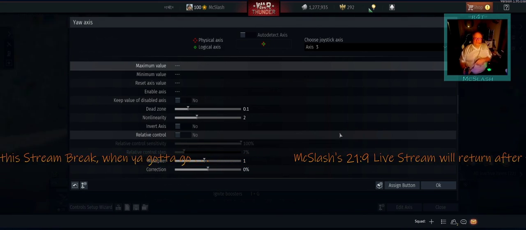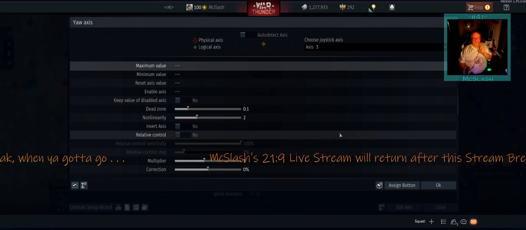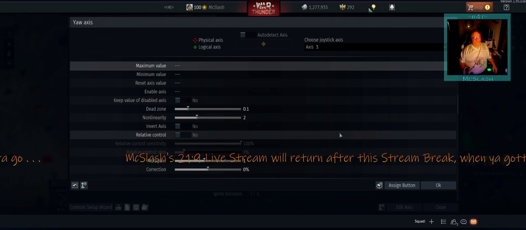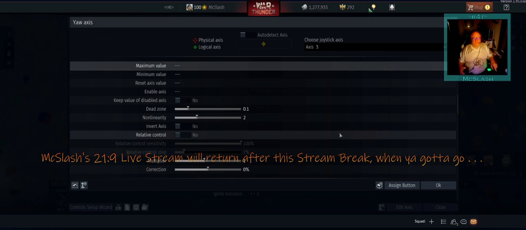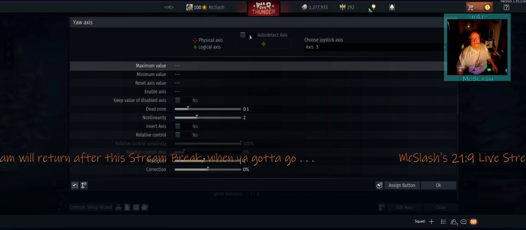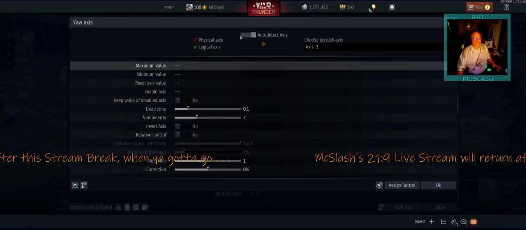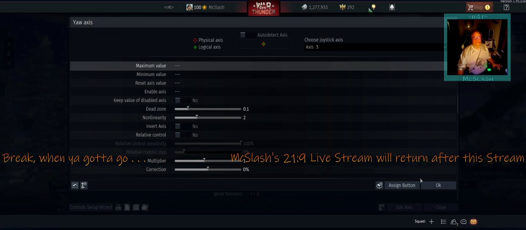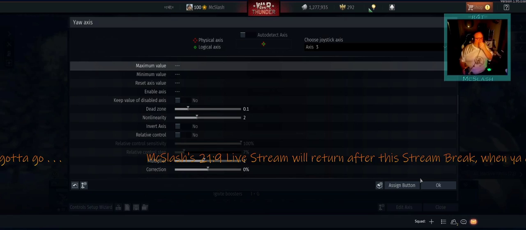Okay, the red is my stick. The green is the control surface on the plane. Right up there at the top under auto detect axis. And you always want your auto detect axis on when you're setting up. But I'm not setting up right now. But watch this.